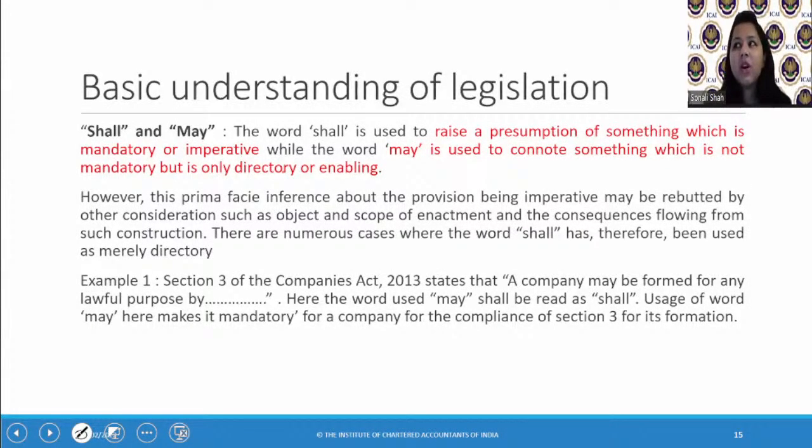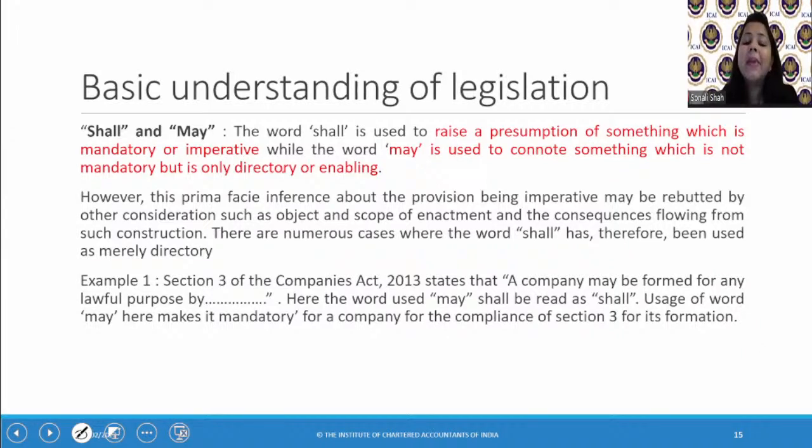And wherever the word may is used, there is a presumption that it is directory in nature, or it is an enabling provision. However, under some circumstances, the words may be interpreted differently. The word may is sometimes interpreted as being mandatory in nature.